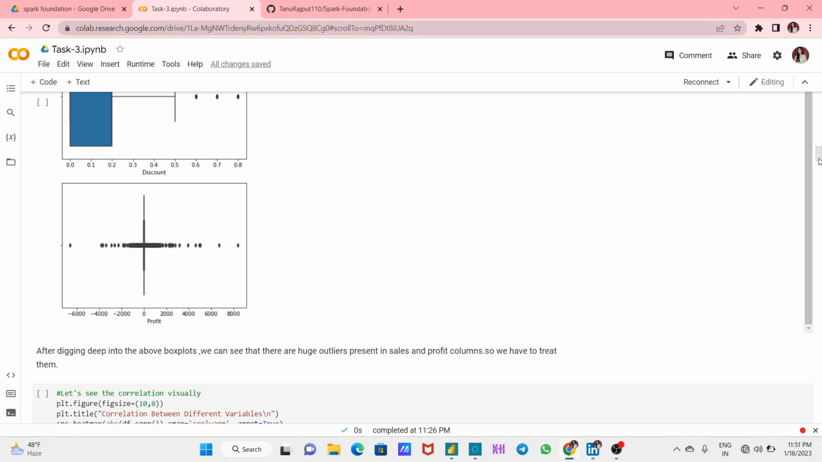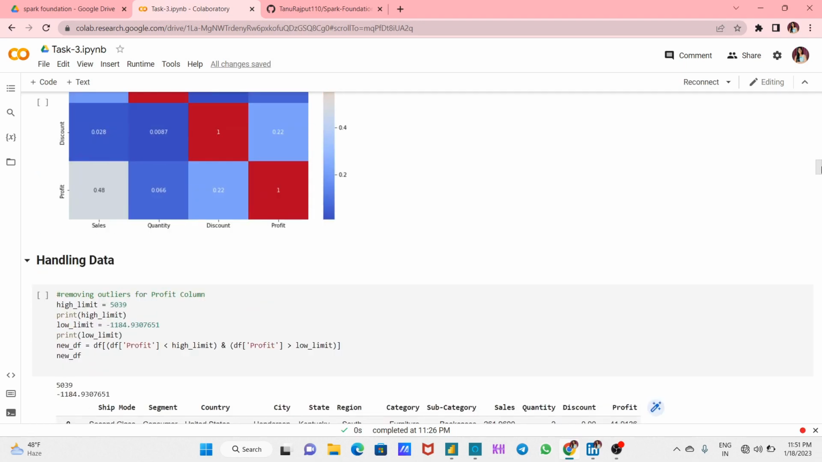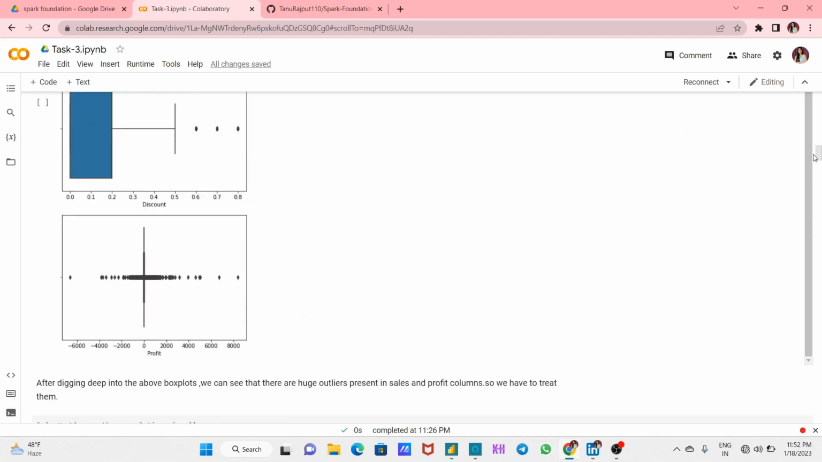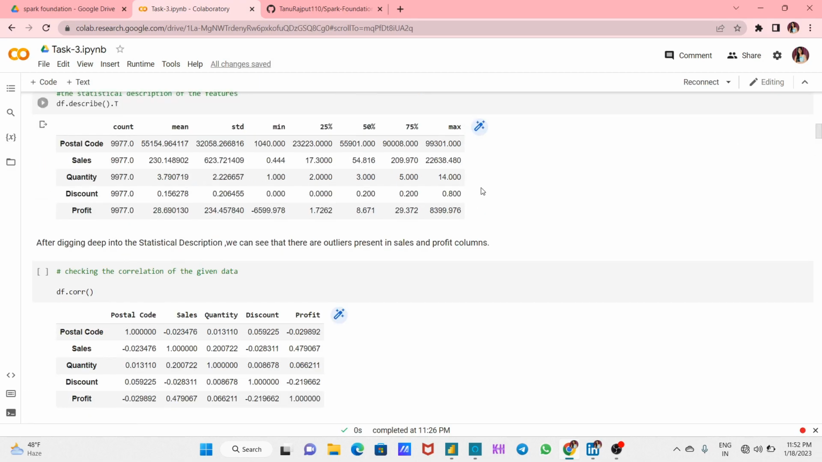So it's time to handle those outliers. Firstly, I set a high limit and a low limit. I find them with the help of the min and max in the statistical info description. Here we can see that the minimum value for sales is 0.44 and for profit is minus 6,599, and the maximum value for sales is 22,638, and for profit it is 8,399.